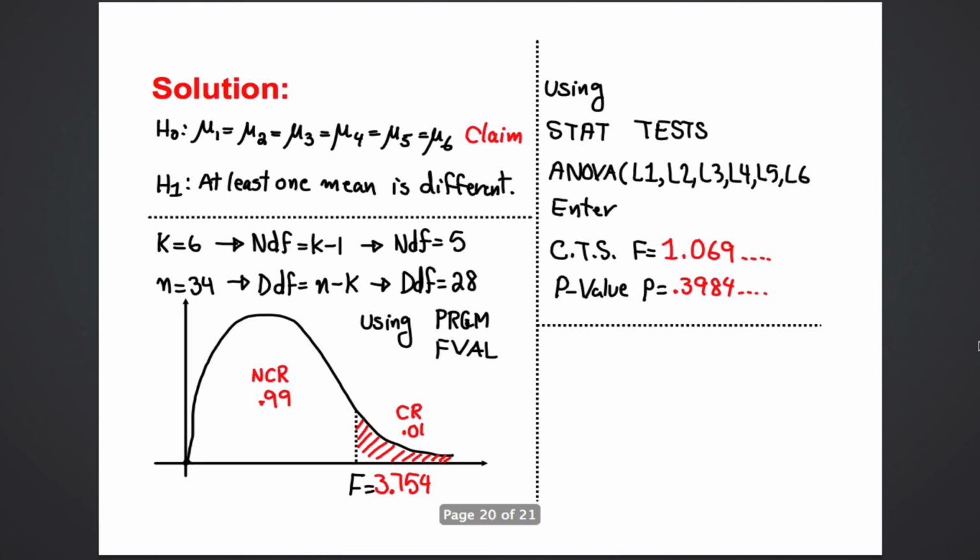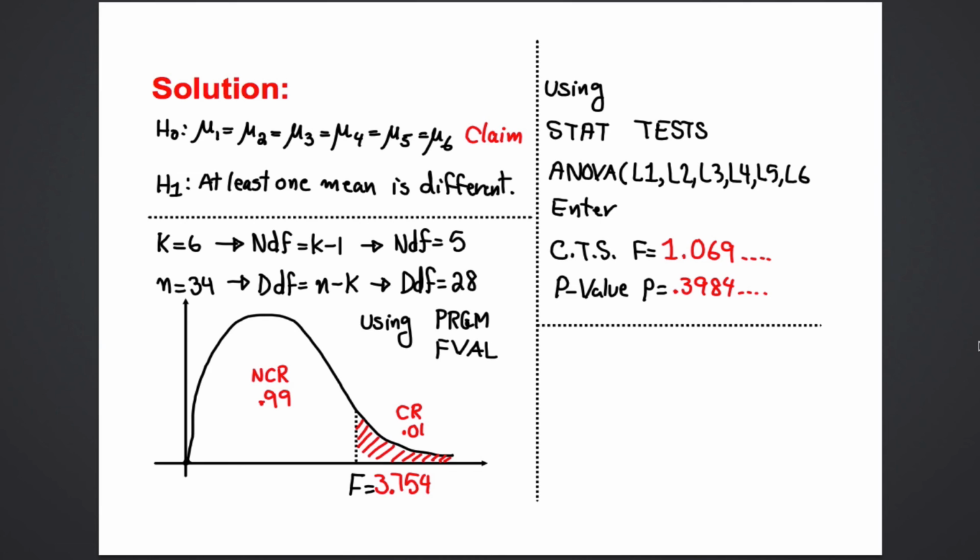Now we're going to use the TI. We're going to go to STAT, TESTS, ANOVA, and then we're going to choose L1, comma, L2, comma, L3, all the way to L6, and then we hit enter. The computed test statistic will be 1.069. The computed test statistic is the F value, and the p-value for this problem is 0.3984.